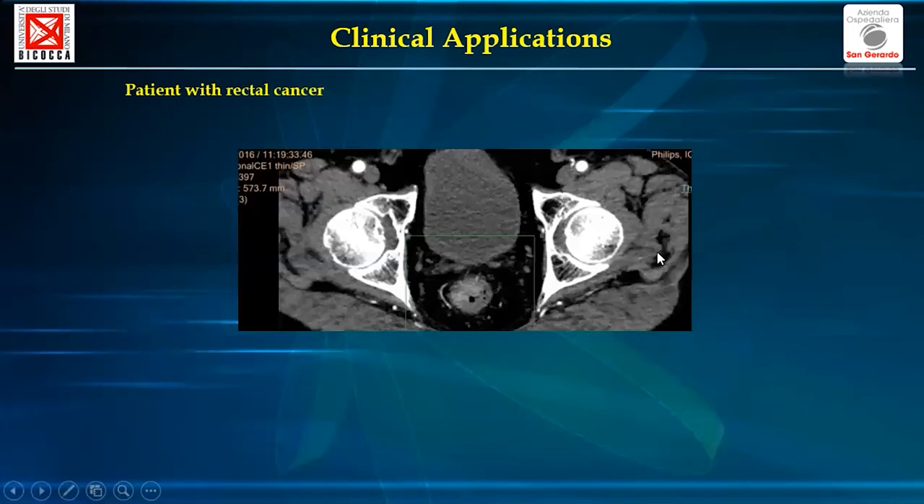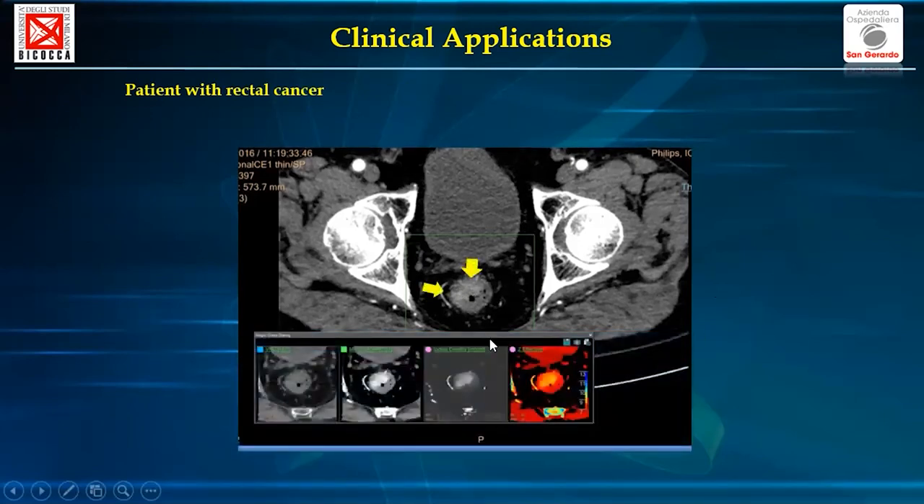Another example is a patient with rectal cancer. We know that in everyday clinical practice, we should make the staging of rectal cancer with MRI and not with CT, because CT has a poor soft tissue contrast. But in this case, we have a CT scanner, and we can see that the alteration is clearly recognizable. Using the material decomposition, we can increase the confidence in making the diagnosis. But in this case, the problem is not making the diagnosis, because it's quite simple.